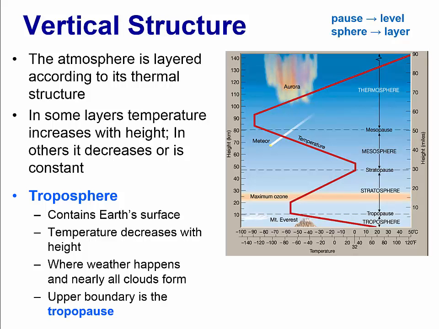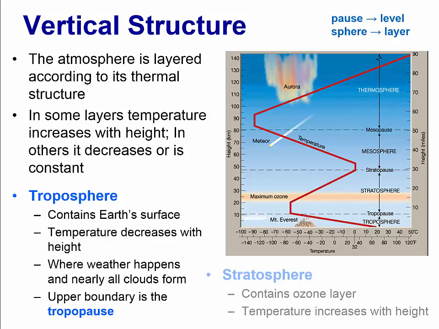And the upper boundary of the troposphere is the tropopause, which plays a very important role in how tall thunderstorms can grow. Now the layer above that is the stratosphere. That contains the ozone layer. And because of that, it absorbs a lot of solar radiation, and you notice here that temperature evens out in the lowest part of the stratosphere, and then temperature actually increases pretty continuously with height.